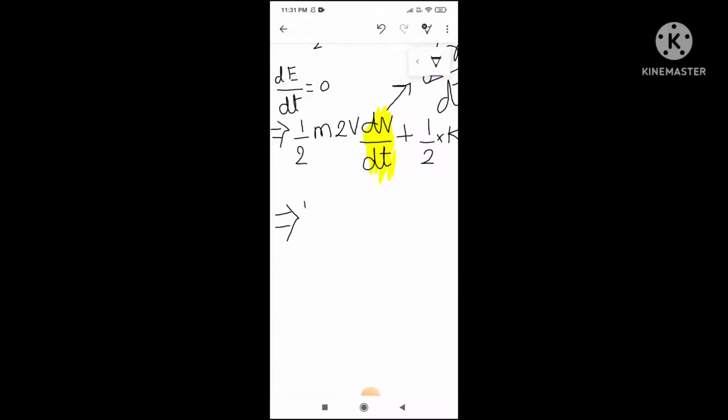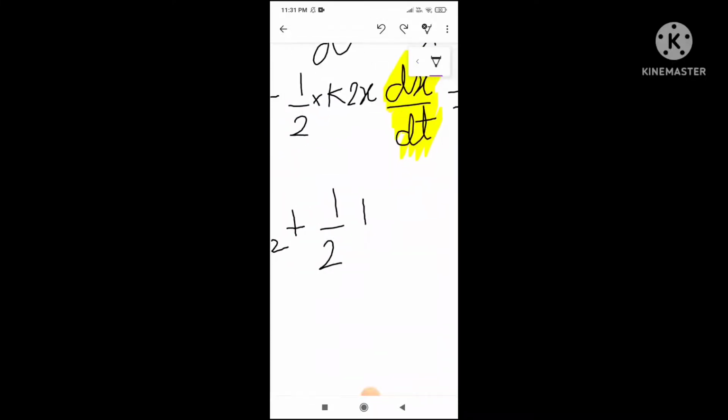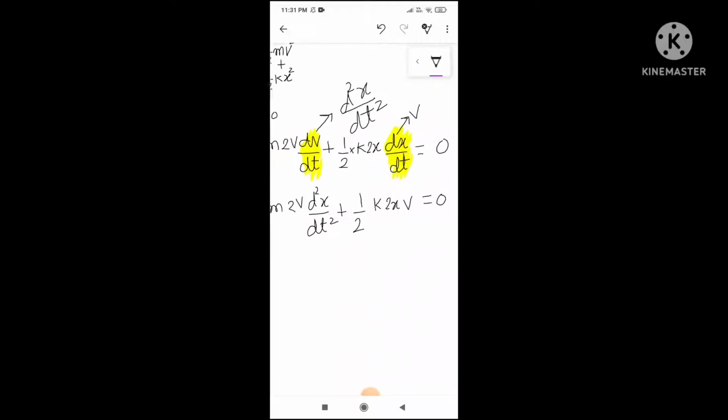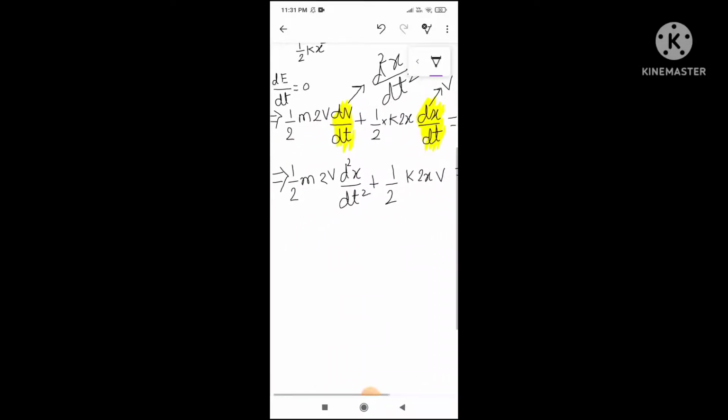So I write this equation in that form. That is half m 2v d2x by dt2 plus half k 2x times v, that equals 0. This is the equation. Have a look. Now we solve this. The 2 cancels.